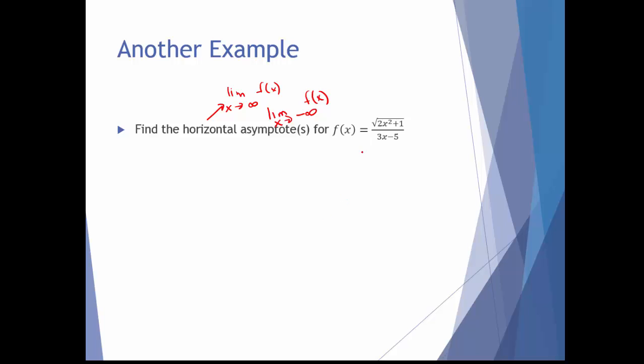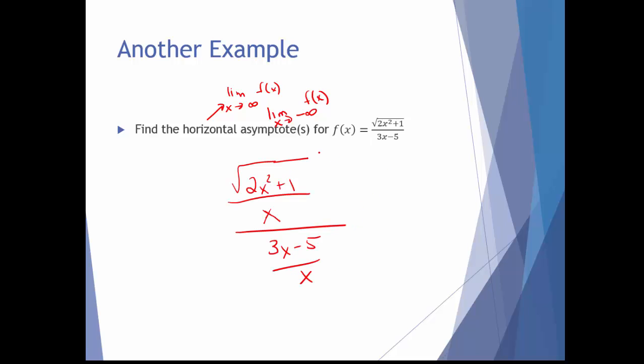This, however, is not a rational function because of the square root. If the square root weren't there, it would be a rational function, but that's not what this is. The good news is we're going to start with a similar idea. We're going to divide the numerator and the denominator of this function by something. Now, if it were rational, we would say divide numerator and denominator by x, but that's not going to work out very well, and let me quickly show you why.